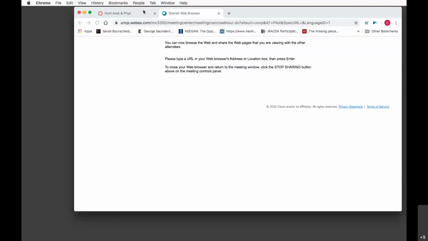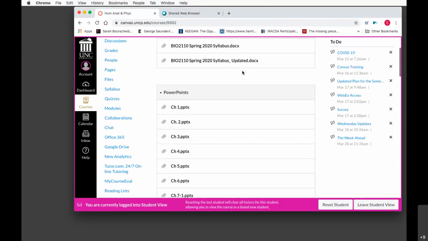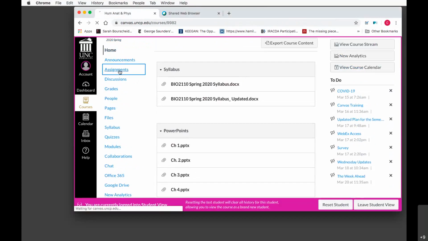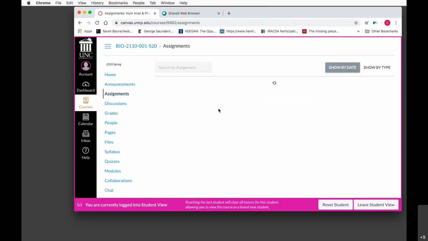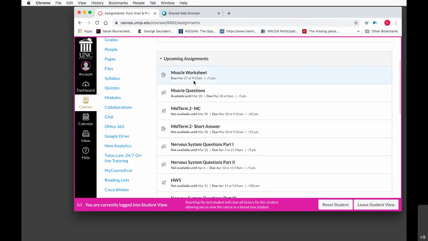Okay. So if you are in Canvas, here's Canvas for you guys. If you go to assignments, you'll see your upcoming assignments. As a reminder, that muscle worksheet is due in less than an hour. That should have been submitted.